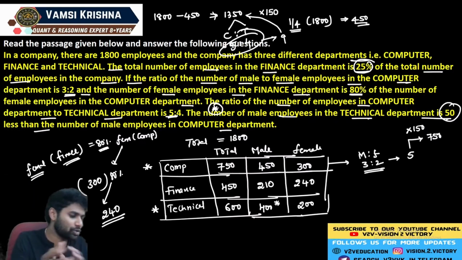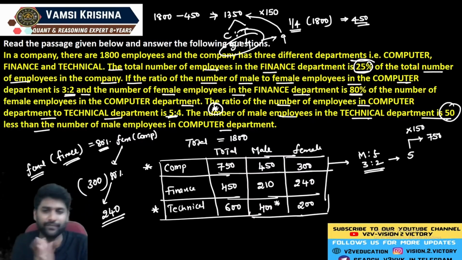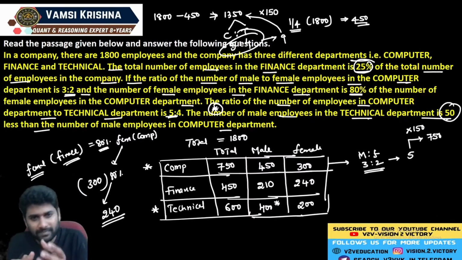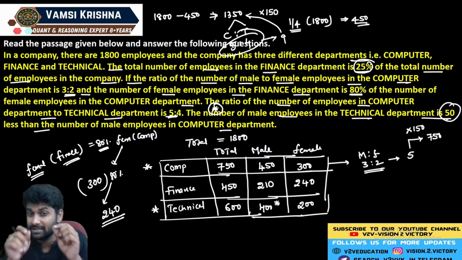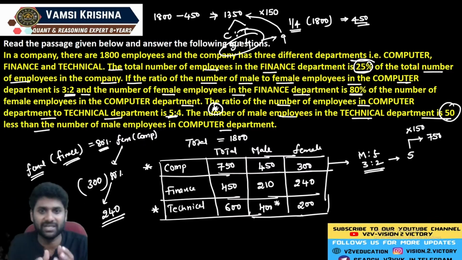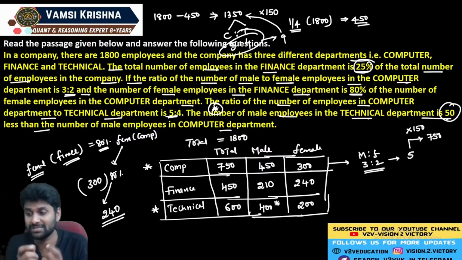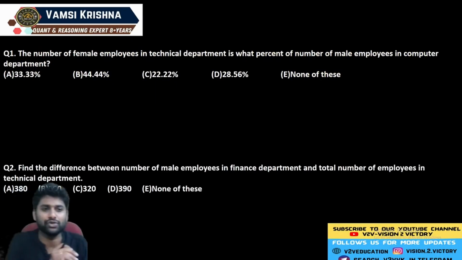Why? Because we know the total strength. Total strength is 450. That's it, guys. So we are getting these numbers according to the given data. See, try to observe how I took the calculation. Guys, calculations are most important. Now let's check with the questions.